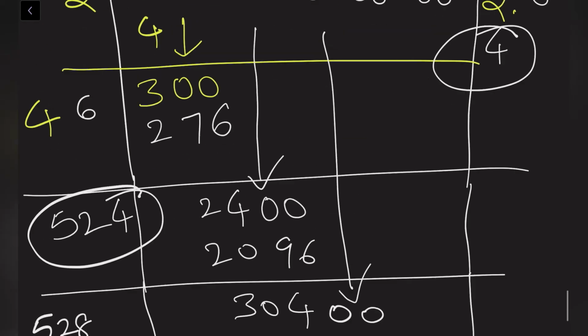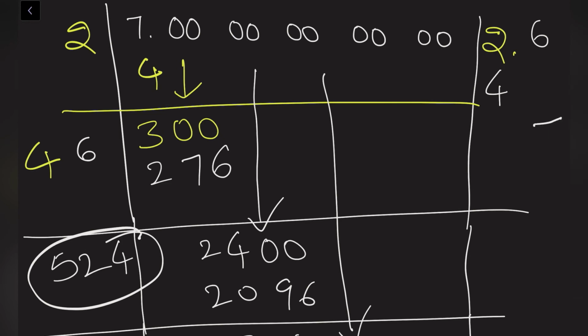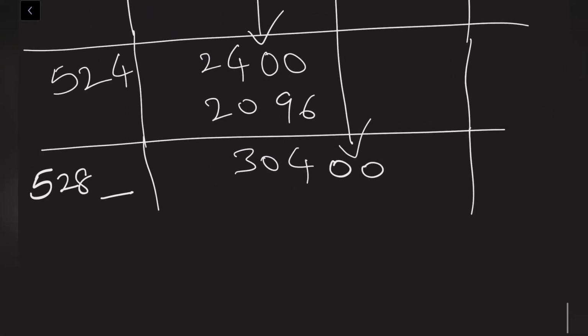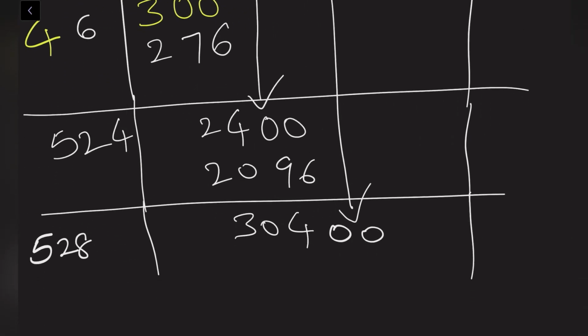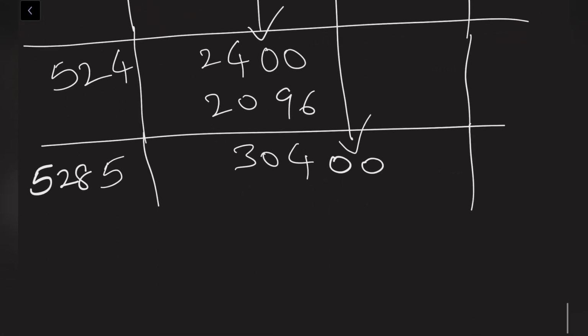Here beside 528 we again need to write one more digit. If I write 1, it will become 5281, 1 ones. If I write 2, 5282 2s are. If I write 3, 5283 3s are. If I write 4, 5284 4s are. Like that you can continue. Now here we have a number 30,000 plus. So which number is suitable for that if we write like that? Obviously it will be 5. So here I am writing 5285 into 5.